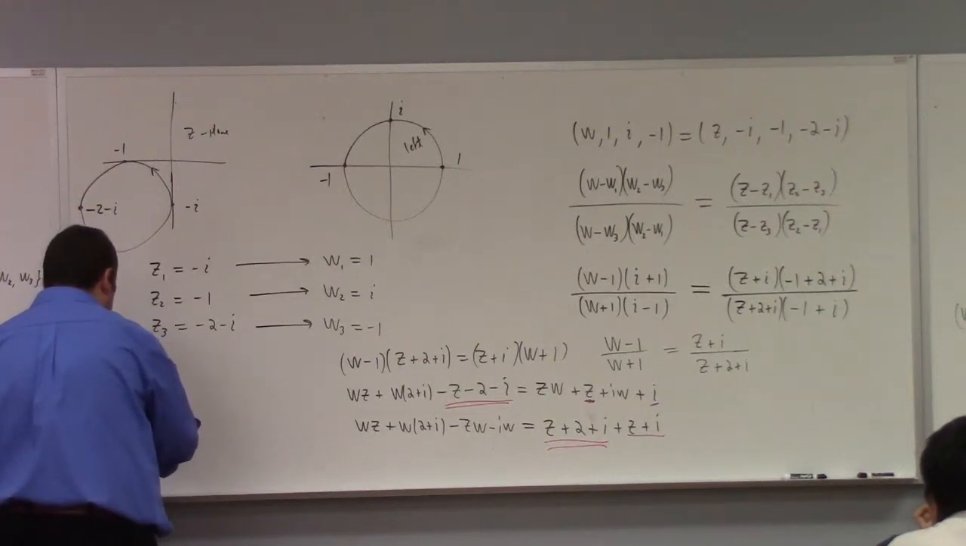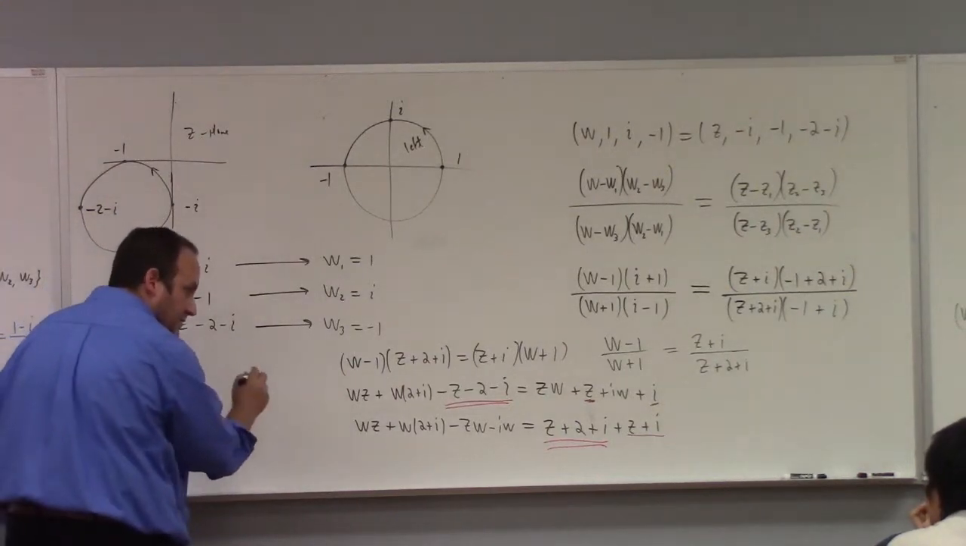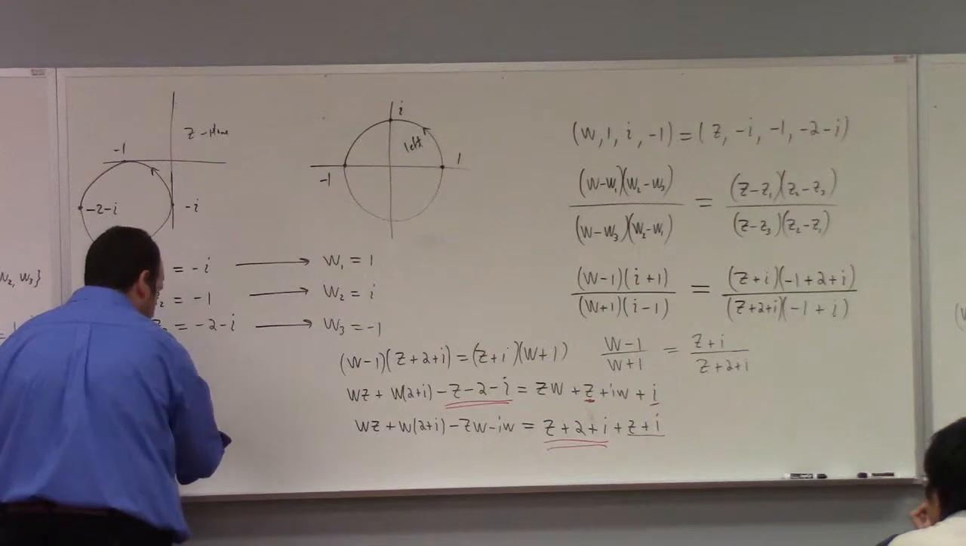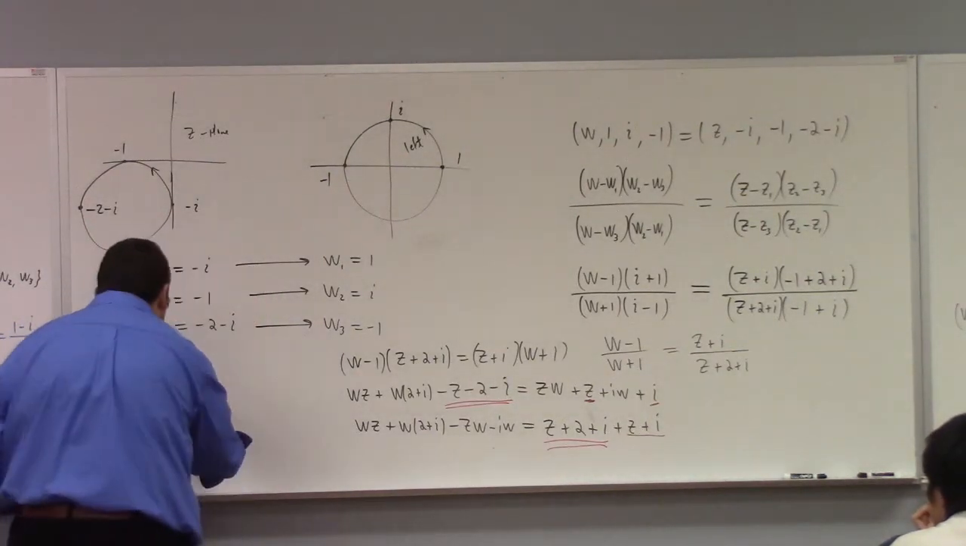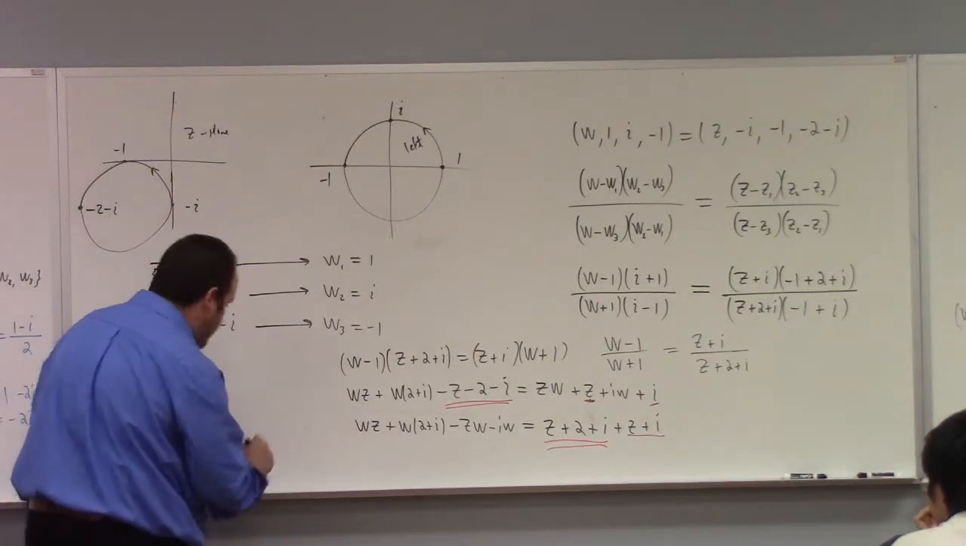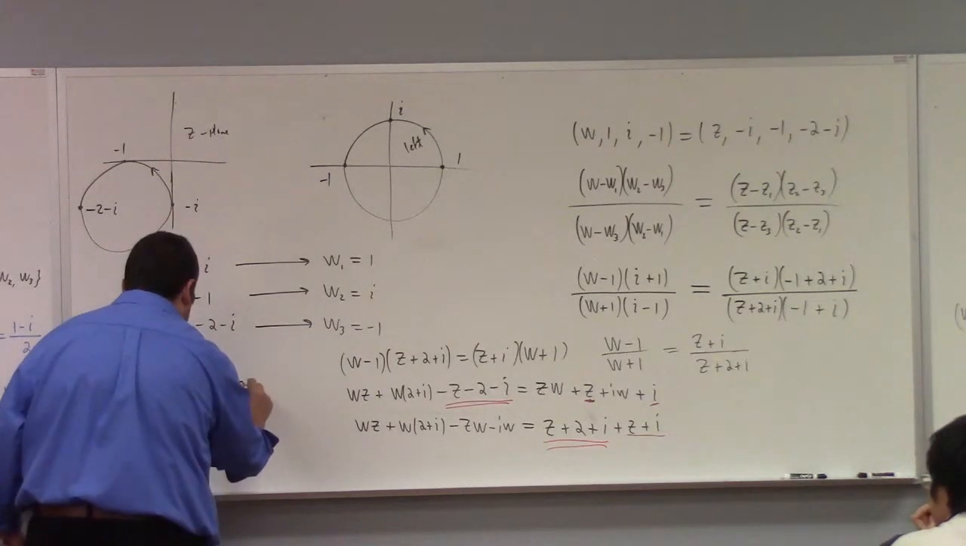So what we then got is w is equal to, looks like 2z. I count 2 z's. I count plus 2. And I got 2 i's. It's good.